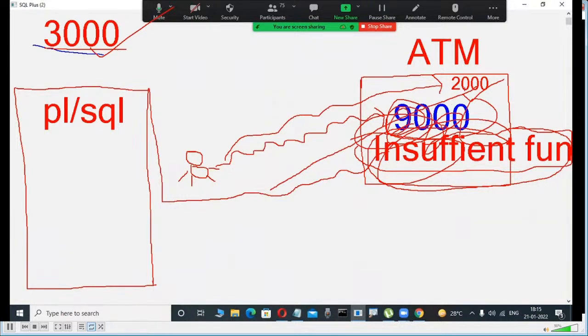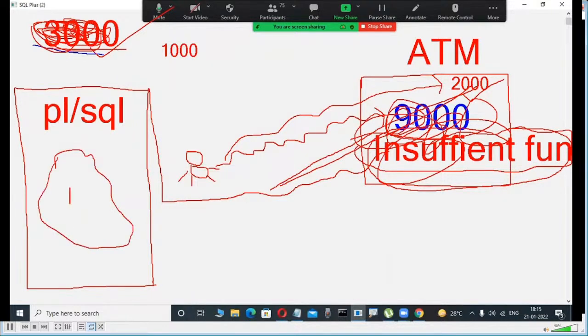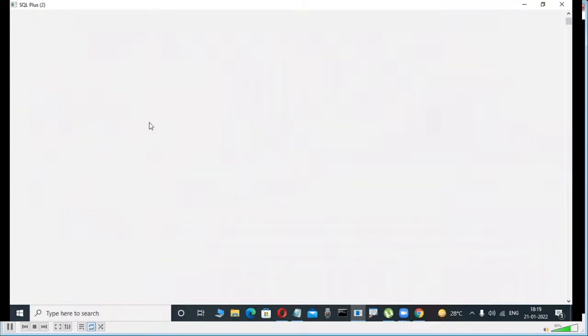Now, whenever we withdraw 2,000, what is the available balance? Here 3,000 minus 2,000, that is 1,000. I want that to affect my database. Otherwise, if you withdraw 2,000 and still 3,000 is available, the total banking system would collapse. All those transactions are written through code. That's why PL/SQL developers are required on the project side.